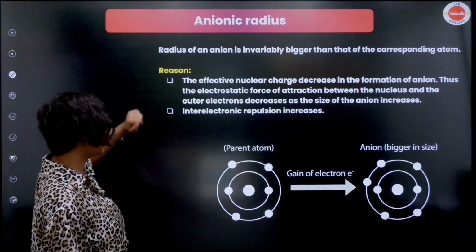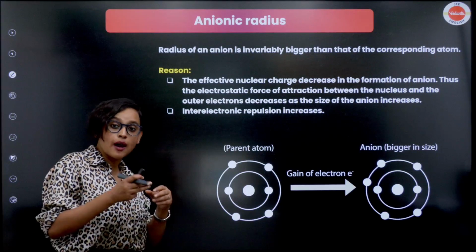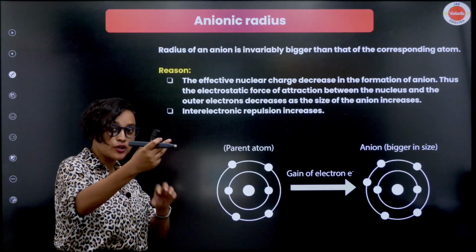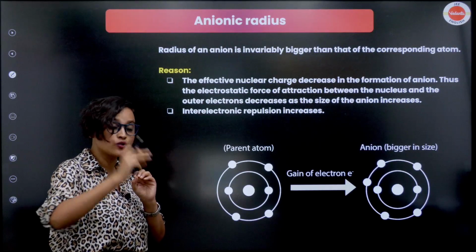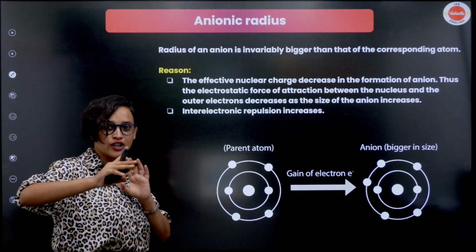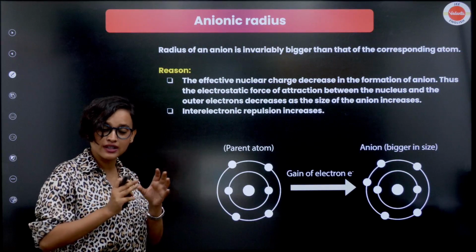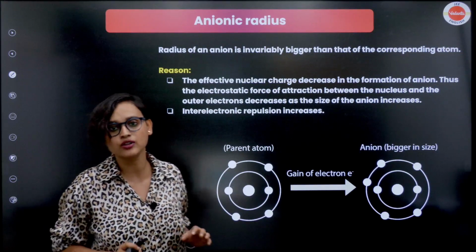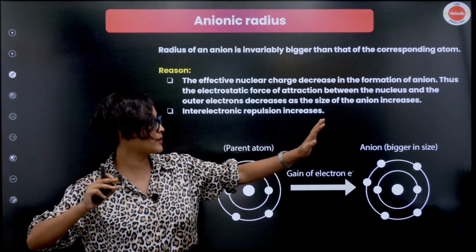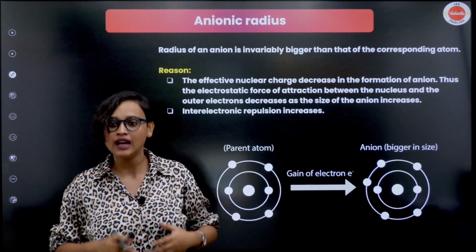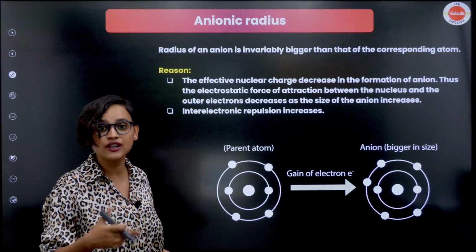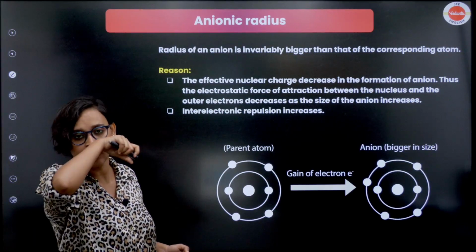Now anionic radius: you have to understand that the number of protons is lesser than the number of electrons. You have more electrons, and the protons are not enough to hold the number of electrons. So what happens is they fly away. They're like, we are free birds, I'm going to move, you cannot do anything. And that's how the anions, the negatively charged ions, are bigger in size.